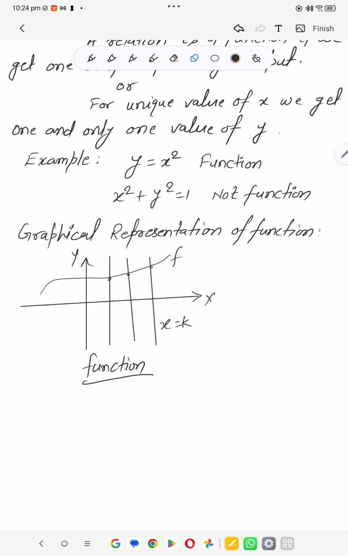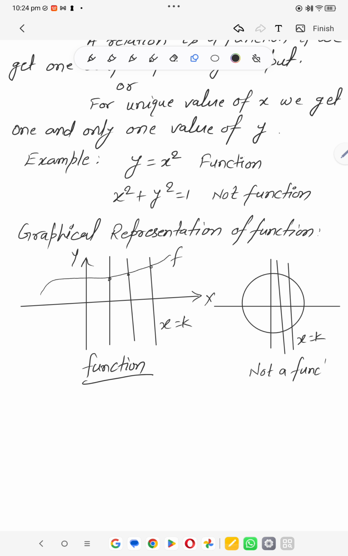But if we take a circle, then for every x there are two values of y, so it is not a function.